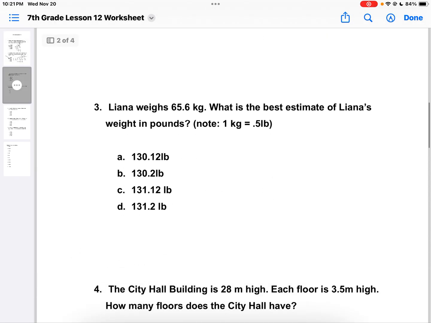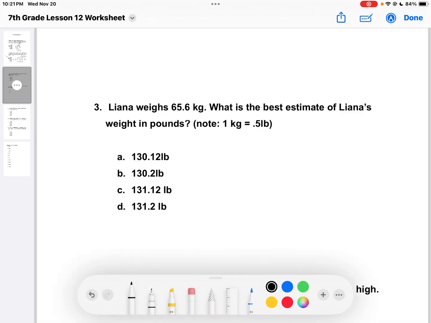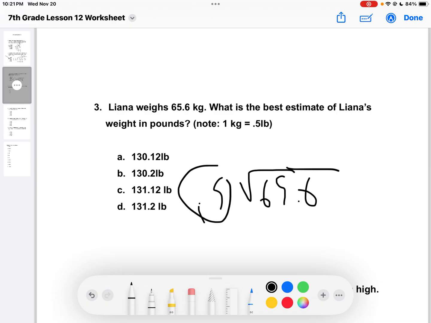Alright, number 3, Liana weighs 65.6 kilograms. What is the best estimate of Liana's weight in pounds? Note that 1 kilogram equals 0.5 pounds. So we need to divide 65.6 by 0.5. Like the other one, since there's a decimal over here, we can't take it out, so we move it one to the right. So it'll just be 5. And 65.6 will turn into 656.